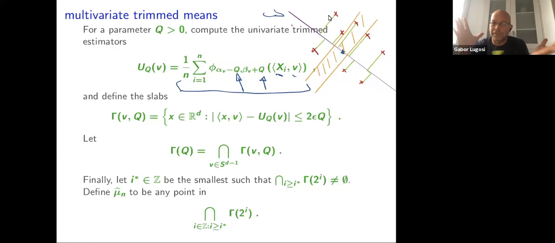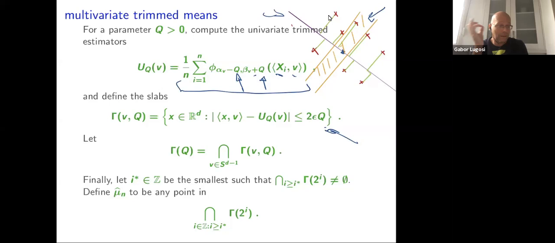So we need to go beyond the empirical quantiles, and now define these slabs that are drawn here in orange, which are defined here. So these are slabs. In each direction, we project onto a line, we compute the empirical mean, and now we take a slab around it, where the slab has a width which is related to this number Q. It's epsilon times Q. And now we take the intersection of all these slabs. This is for a specific value of Q.